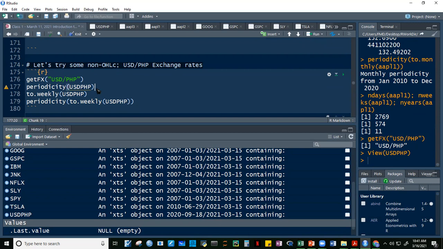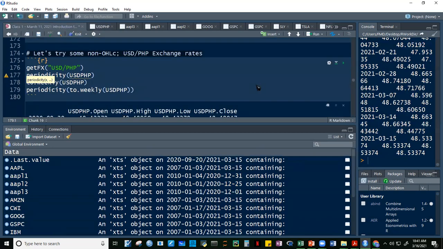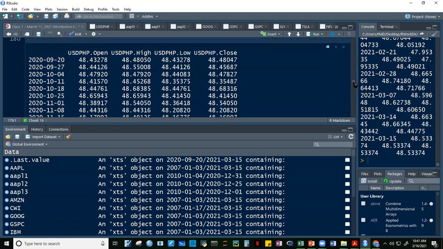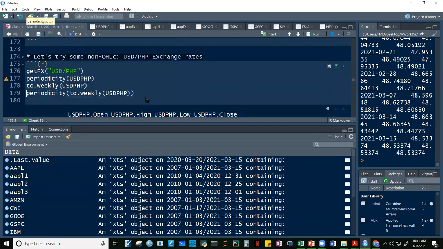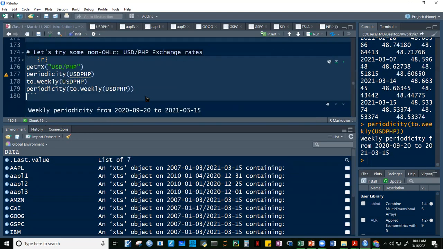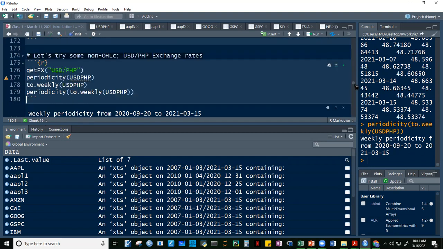Ano yung periodicity nito? So this is daily. If we make this weekly, gagawin niyang weekly yung exchange rate: open, high, low, close. So ang periodicity nito ngayon, ano na? Of course, it's already weekly kasi kinonvert na natin into weekly. Okay, clear so far, guys?